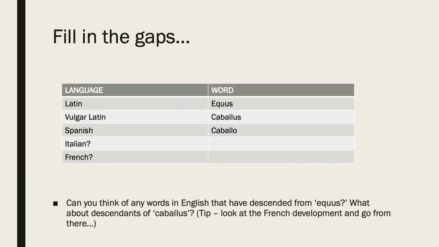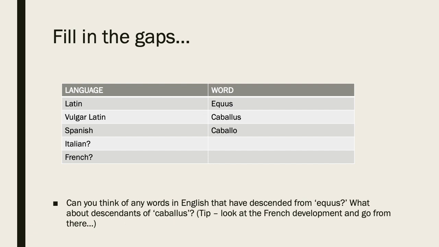Okay, so we're sticking with the theme of horses, and your next activity is to fill in the gaps with the word for horse in different languages. You can see on the left hand side this column, language, and in that column you can see the different languages that we're looking at, and then on the right hand side there is the word for horse. You can see that the Latin word for horse is equus, E-Q-U-U-S, equus.